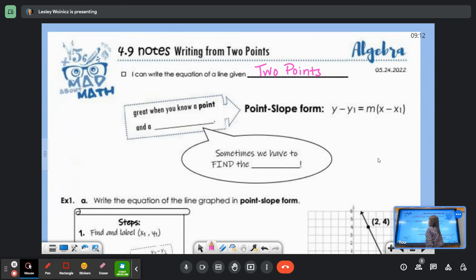Fortunately, this is just going to piggyback on what we did yesterday. We're going to use point slope form, which remember is great when you know a point and a slope. But sometimes they don't just straight up give you the slope. Sometimes we have to find the slope. Remember, though, that we can find a slope given 2 points. So we can use these 2 points to find the slope, and then we can write our equation. No big deal.